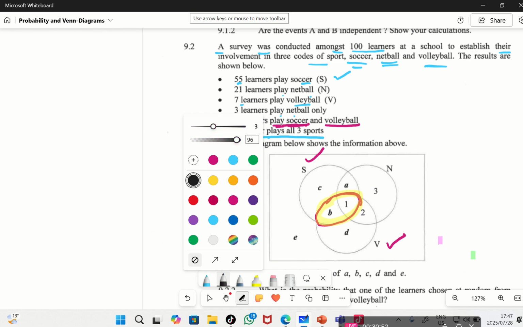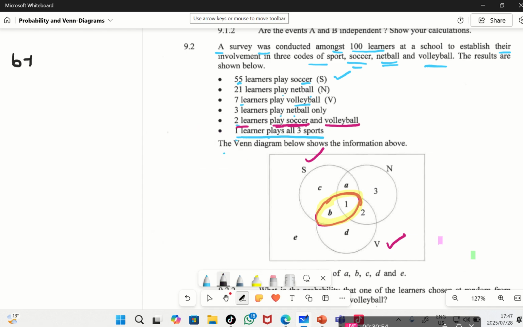So I'm gonna go B plus 1 equals 2. Are we together, class? I'll repeat. They say 2 learners play soccer and volleyball. So which is this part here, and this part is B and 1. So we go B plus 1 equal to 2. Are we all happy? We make B the subject, so B will be equal to 2 minus 1, which is 1. Happy?